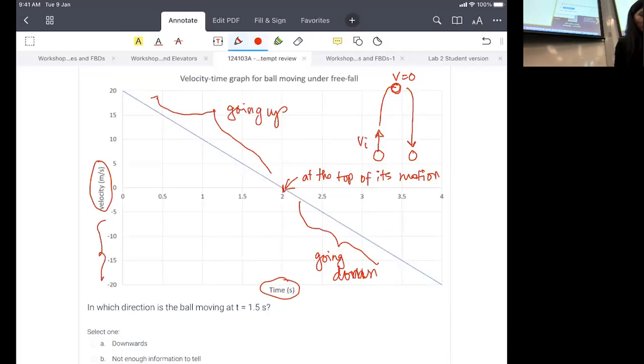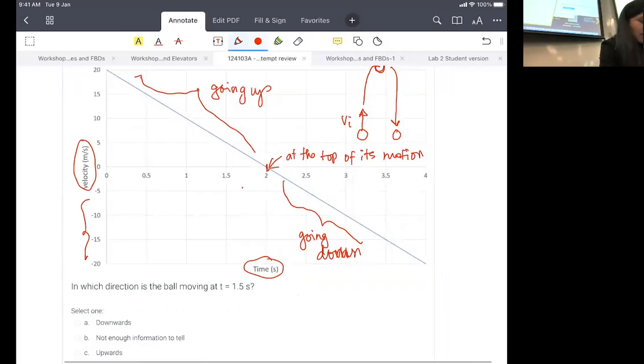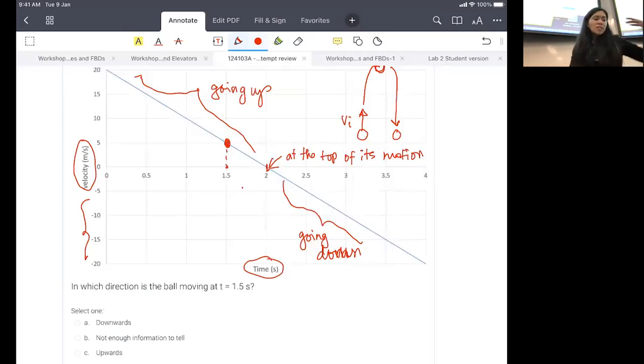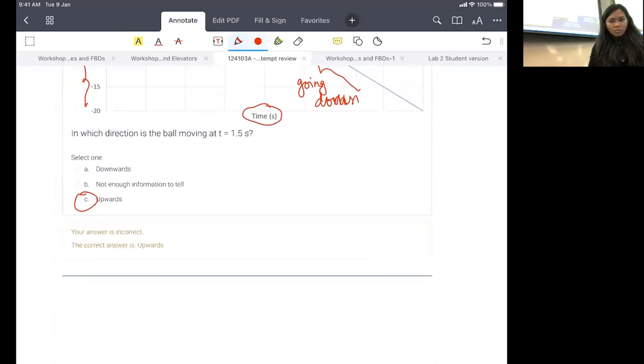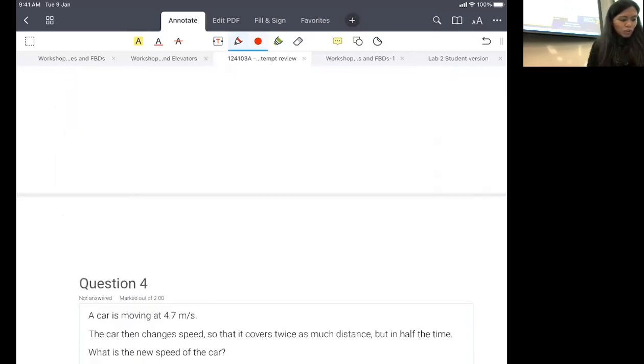So in which direction is the ball moving at 1.5 seconds? It's at this time, so that means the ball is at that point. It has positive velocity, but decreasing velocity. So that means it's going upwards. Right? Okay, that makes sense. All good, Ruth? Okay, let's go to the next question.